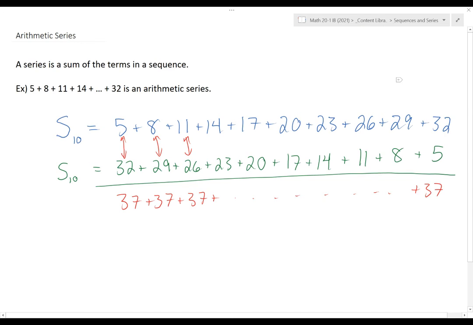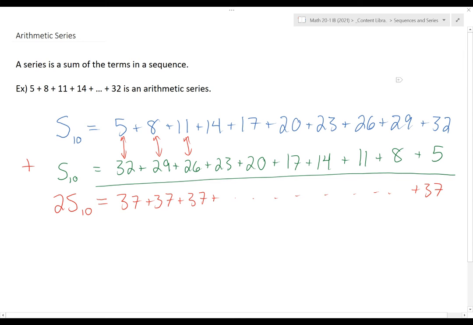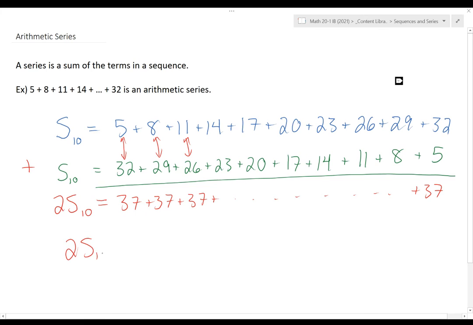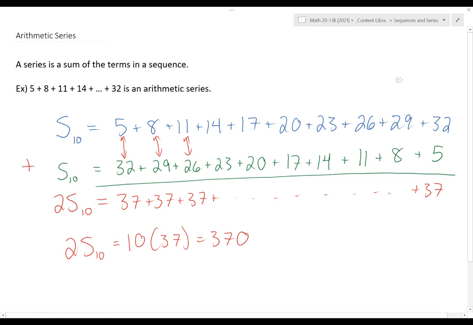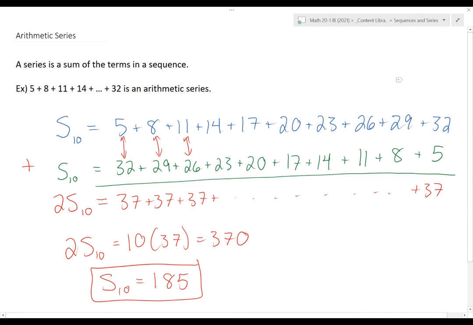Because that's the sum of both of these sums, it's essentially 2 times the sum we are looking for, because we've added these two together. And because I know there are 10 terms, I know that this is equal to 10 times that 37, or 370. So all I have to do to find the sum I'm looking for is divide the 370 by 2. And that gives me an overall sum of 185. So that is the sum of those 10 terms.